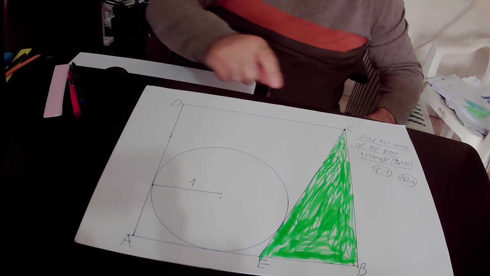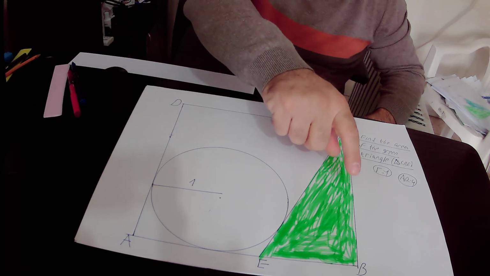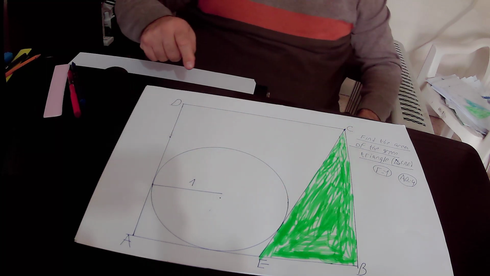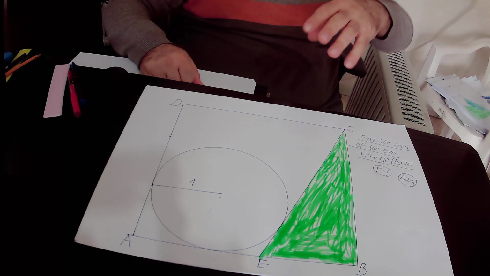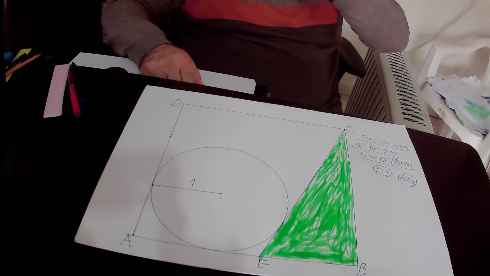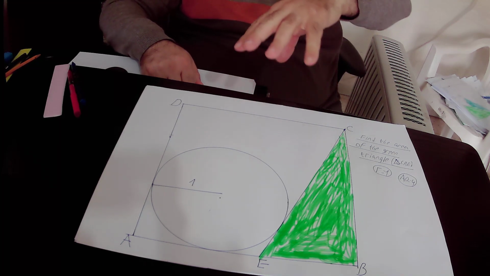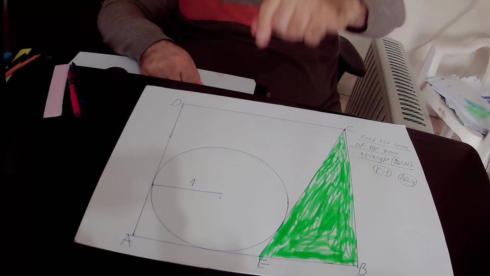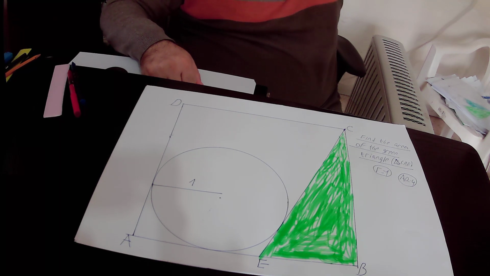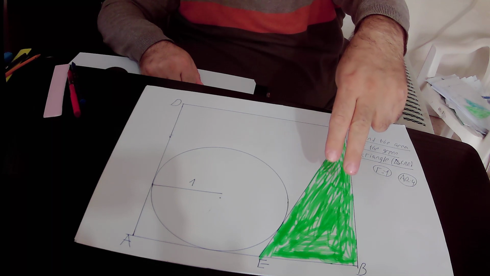The length of AD is 4 units, and it equals DC equals BC equals AB, because all the sides of a square are equal to each other, so all the sides are equal to 4 units. And inside this square ABCD, we have this circle, and we know that the radius of this circle equals 1 unit, and we want to find out the area of this green triangle.